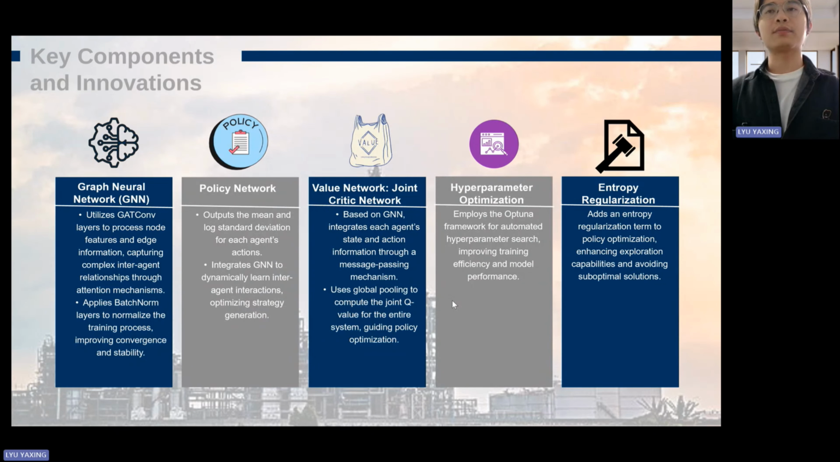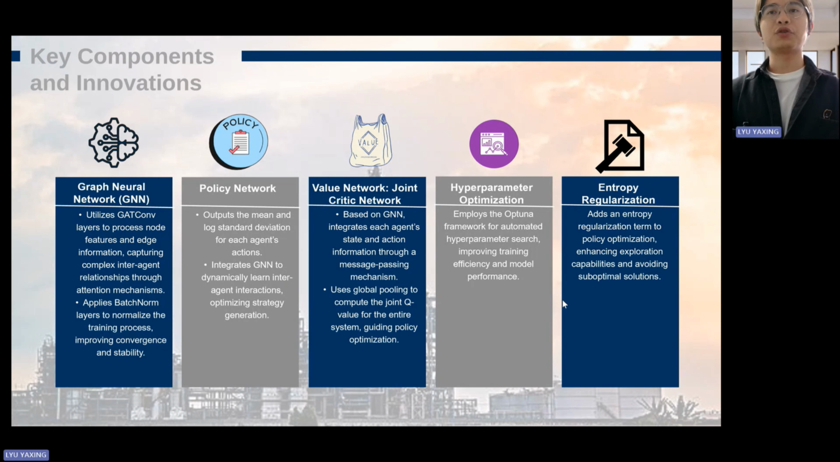Next, let's explore the technical details and the innovation. GNN design uses GAT convolution layers to process node features and edge information, capturing inter-agent relationships through an attention mechanism. Batchnorm layers normalize the training process, ensuring stability and faster convergence. The policy network outputs the mean and log standard deviation for each agent's actions. By integrating GNN, it dynamically alters inter-agent interaction to optimize strategy.